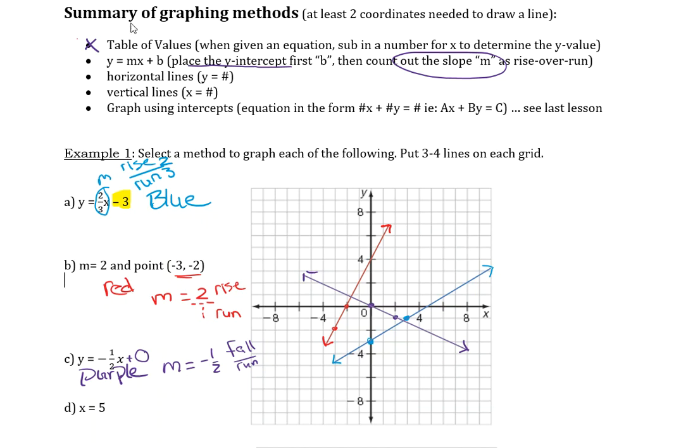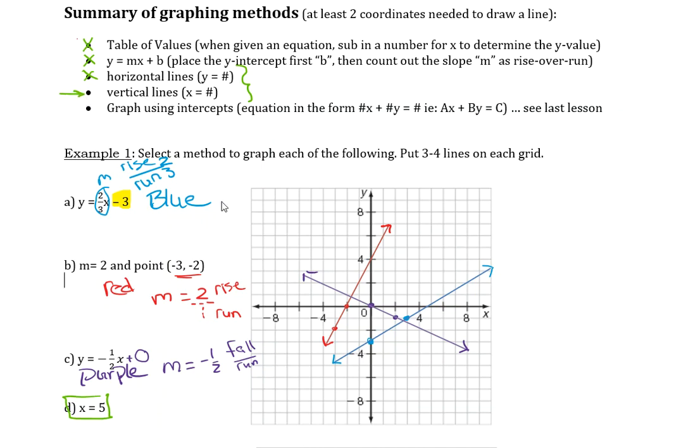Last one is x equals 5. So for this one, we look back up again to our summary, our bullet points here. X equals 5. That's a unique one. We're not going to do a table of values for it. It is not in y equals mx plus b form. It's in one of these two. It's either a horizontal line or a vertical line. So which does this match? X equals 5. It matches not horizontal line, it matches vertical lines. So this is going to be a vertical line.